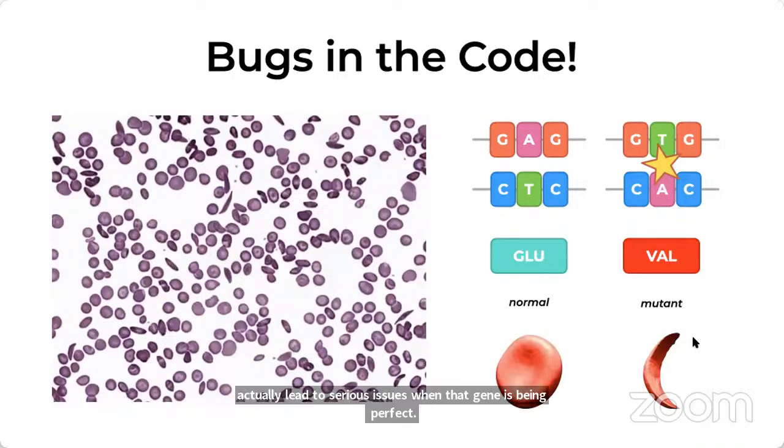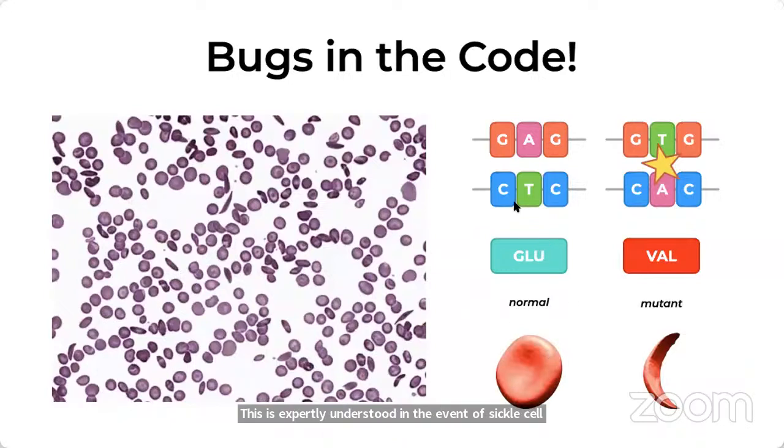This is expertly understood in the event of sickle cell anemia, where a normal protein sequence encoded by the gene produces red blood cells of a normal morphology, and when one single nucleotide change changes the amino acid from glutamate to valine, that results in producing red blood cells that are shaped like sickles and have a reduced carrying capability of oxygen, and hence it results in anemia.